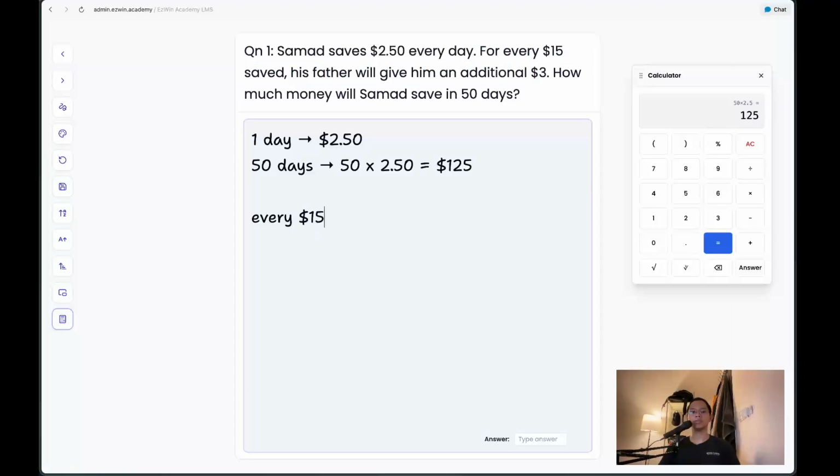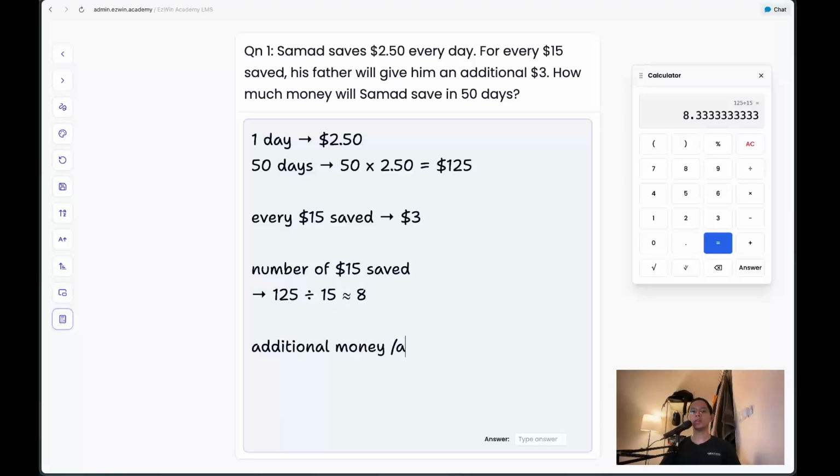Every $15 saved is equal to 1 times $3, or just $3. So you could say number of $15 saved will be equal to 125 divided by 15. And this will give us 8, or if you round it, we just put 8. So additional money will then be 8 times $3. This will give us $24.